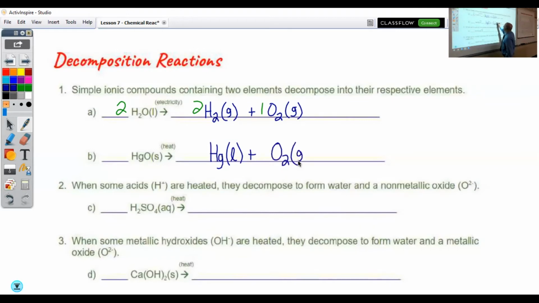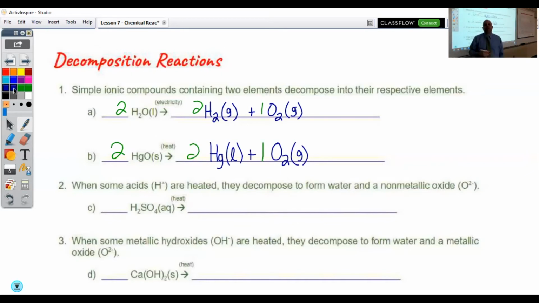And remember the comment from last week, whenever oxygen is by itself, it needs this 2 down here because it's a diatomic. So now we can go ahead and balance this. So we're going to put a 2 in front of both the mercuric oxide and in front of the mercury, and then a 1 in front of the oxygen.